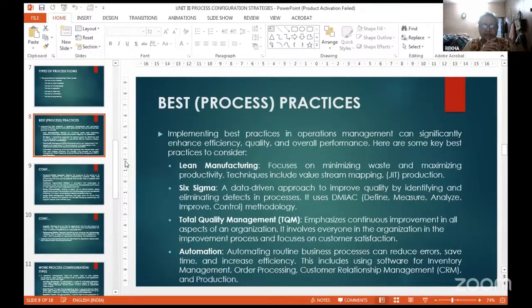Then you have automation, because automating improves the efficiency as well as the preciseness of the product. Automating routine business processes can reduce errors, save time, and increase efficiency. This includes using software for inventory management, order processing, customer relationship management, and so on, and production. So by using computerization and automation, we can improve, especially human error is minimized, and you know exactly what to do and when to do it.